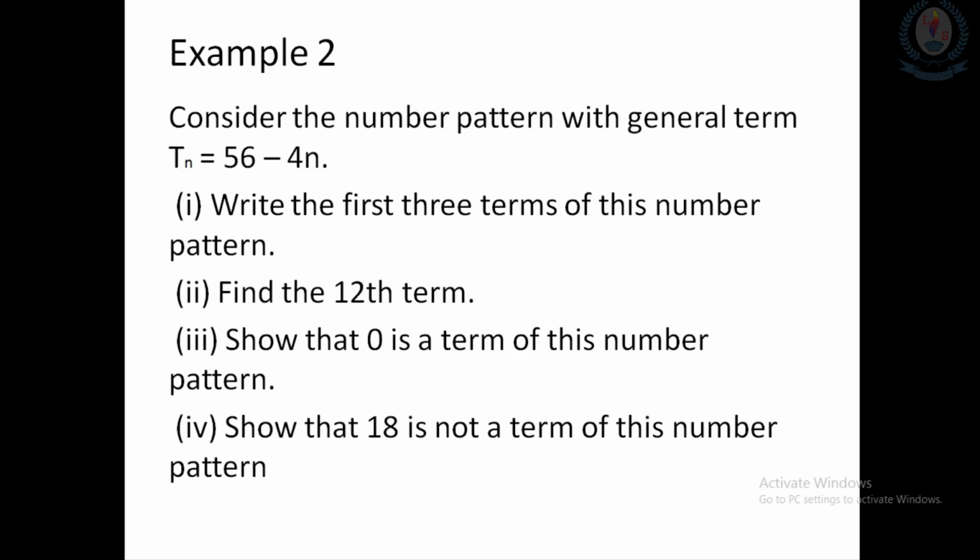Example 2. Consider the number pattern with general term Tn equals 56 minus 4n. Write the first three terms of this number pattern. Second one, find the 12th term. Third one, show that 0 is a term of this number pattern. Fourth one, show that 18 is not a term of this number pattern.